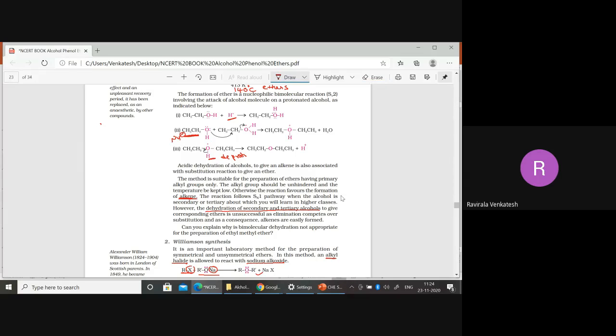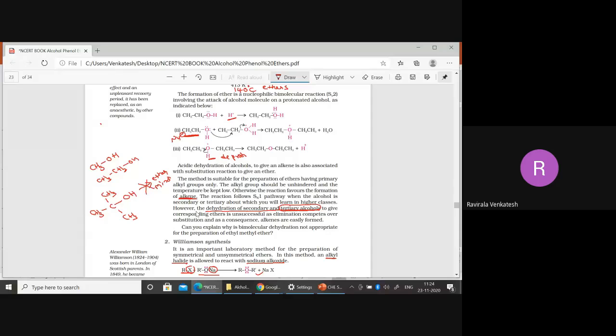What they are saying here: you take a primary alcohol, like CH3CH2OH, no problem. Definitely we are going to get ethers. But if I take a tertiary alcohol with bulky groups, or secondary alcohols also, they do not form ether. Formation of ethers is very difficult. They are minor products.